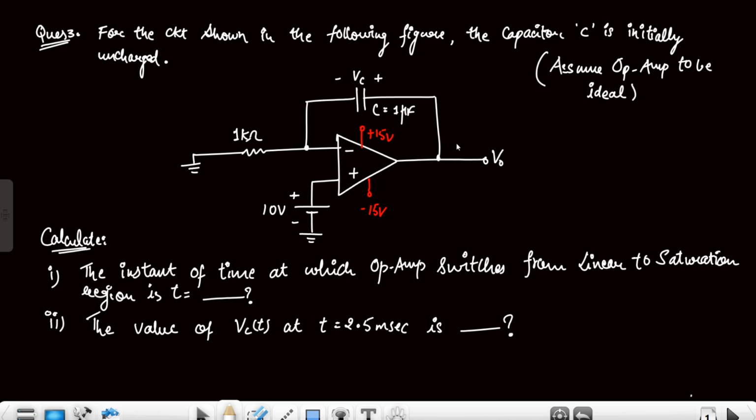So hello everyone. This is the third question from analog electronics, and here we have given this op-amp circuit with the capacitor connected across the negative feedback, and this capacitor is initially uncharged and the op-amp is ideal. First of all, we have to calculate the instant of time at which the op-amp switches from linear to saturation region. Means we have to find out up to which time instant the virtual ground concept on this circuit is valid, because negative feedback is present and the virtual ground concept is valid at present in the circuit.